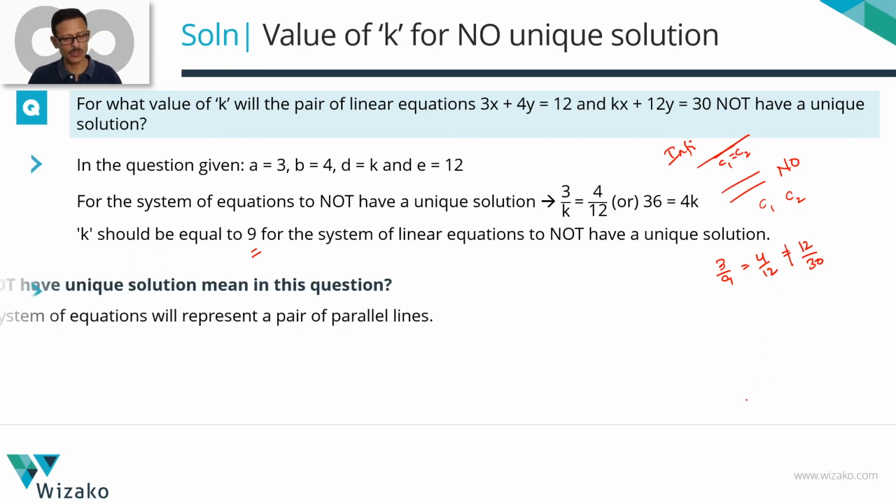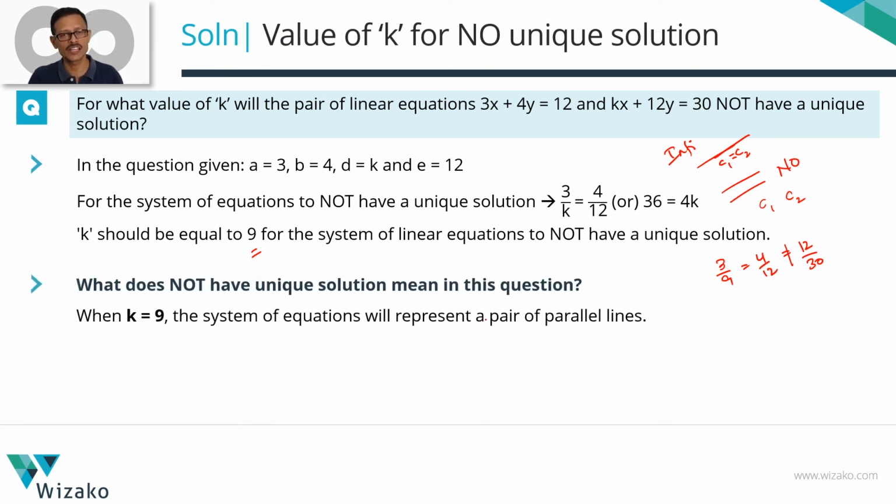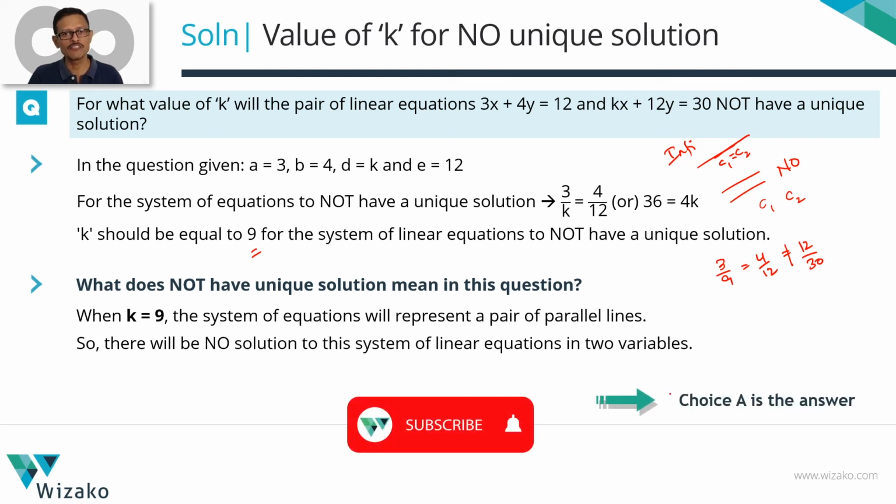So what we are talking about in this case, when we are saying that it does not have a unique solution, in this particular example, we are talking about these two lines representing a pair of parallel lines. So they'll have no solution. Choice A is the answer. What is the value of k? The value of k equals 9.